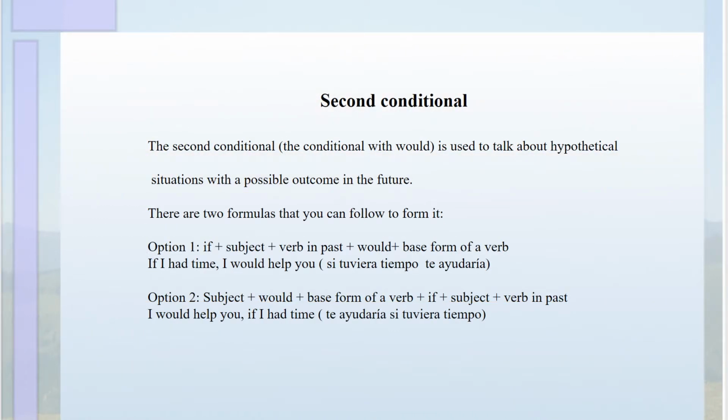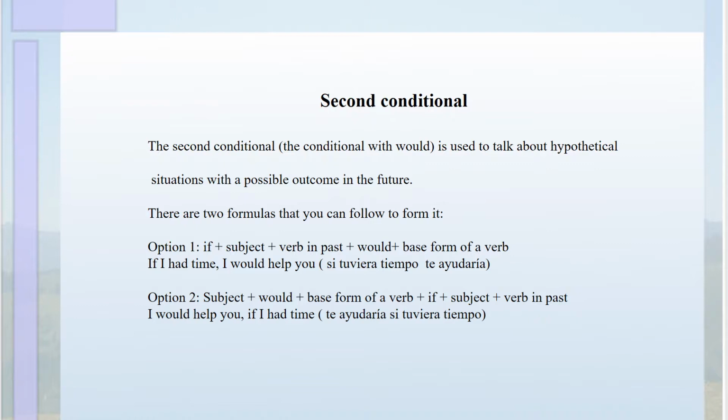Second conditional. The second conditional, the conditional with would, is used to talk about a hypothetical situation with a possible outcome in the future. There are two formulas that you can follow to form it. In the next structure, you can see option 1: if plus subject plus verb past plus would plus base form of a verb.